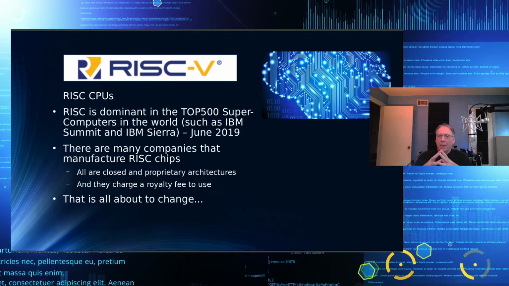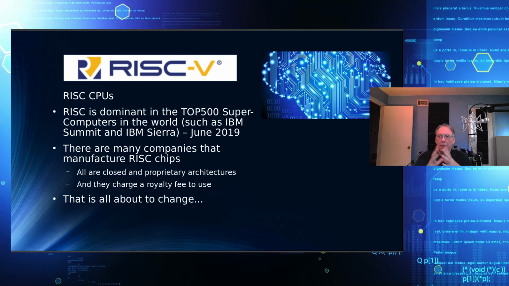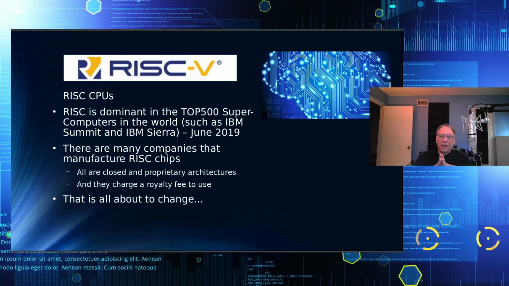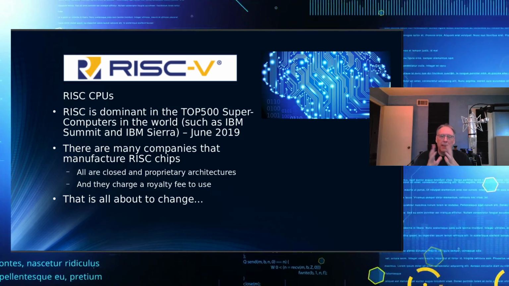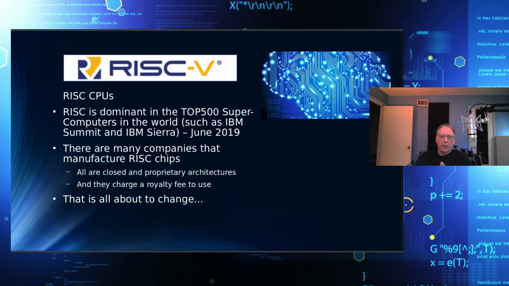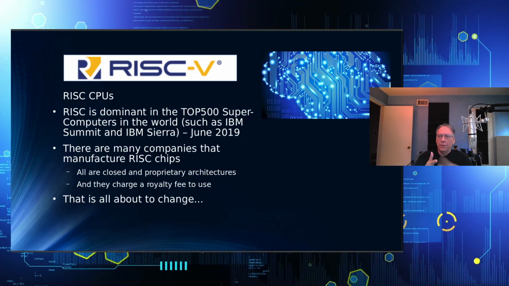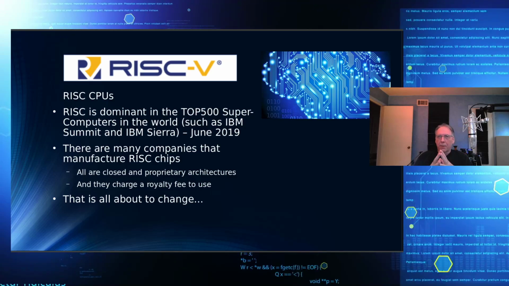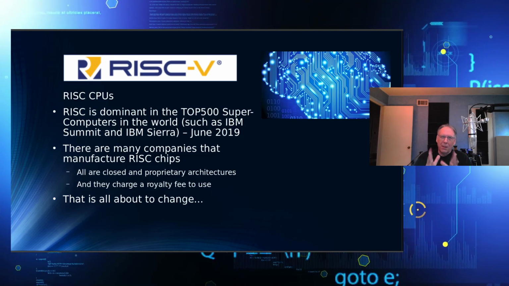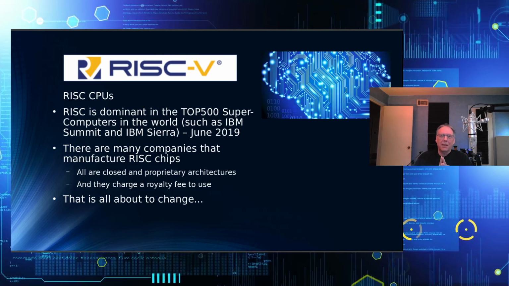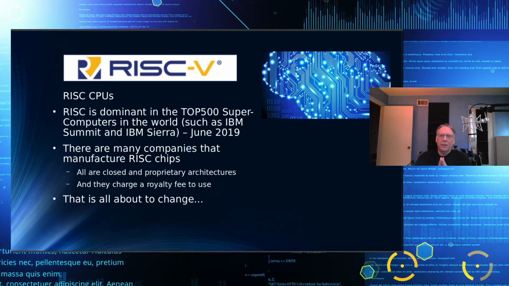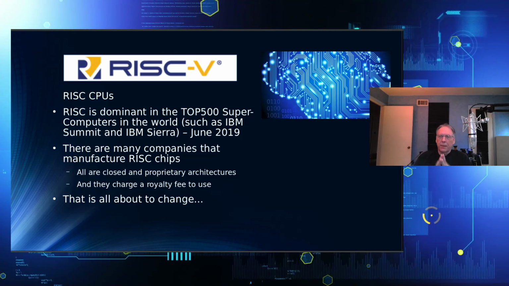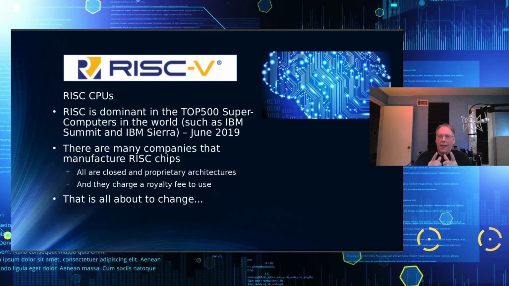So RISC is dominant in the top 500 supercomputers in the world, such as the IBM Summit and the IBM Sierra. Those are the current two top machines as of June 2019. There are many companies that manufacture RISC chips. There's ARM, there's Qualcomm, there's Fujitsu, and on and on, and Samsung, of course, as well. But those architectures are all closed and proprietary. They require royalty fees in order to use them and to be able to license the instruction sets to build the tools that you need to actually use them. And that is about to change.